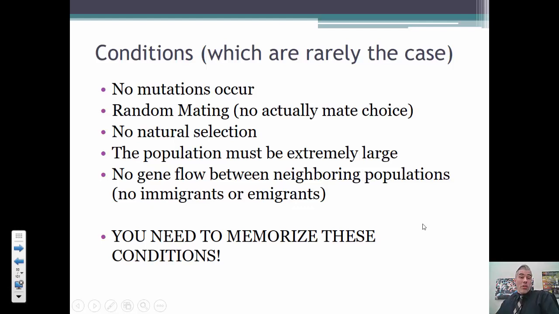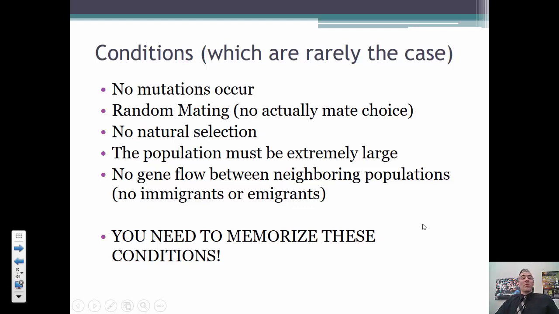So conditions that have to be the case if something is in Hardy-Weinberg equilibrium, meaning evolution is not occurring. The first thing, and none of these are actually met really in real life, but we like to assume that that's the case. So the first thing is no new mutations are springing up. We're not creating new recessive alleles. The next one is that mating is completely random between individuals. There's no mate choice. They're not selecting for specific traits. Okay. The other thing, no natural selection. There's no selection for a specific trait, increasing its frequency in the population.